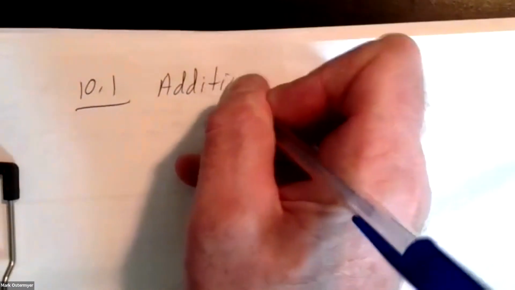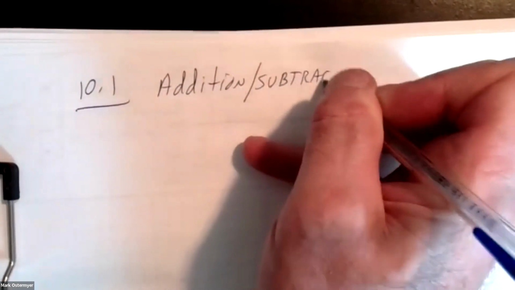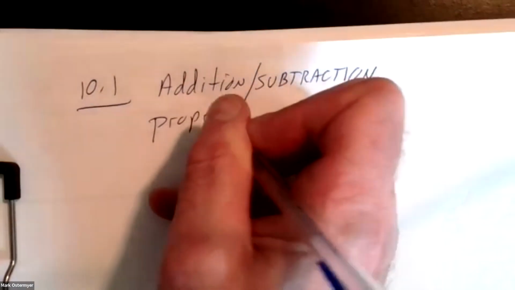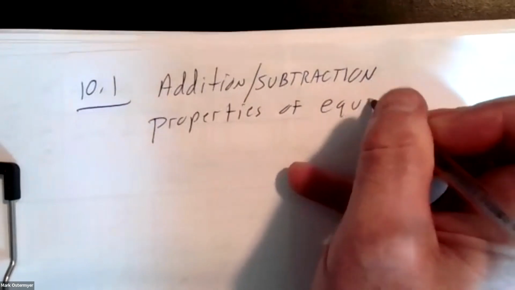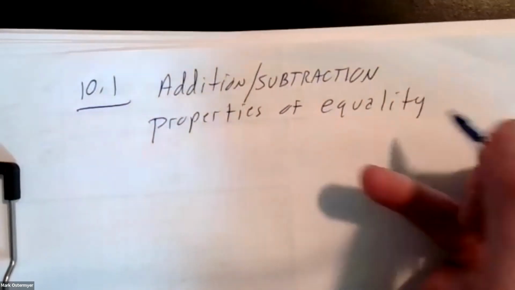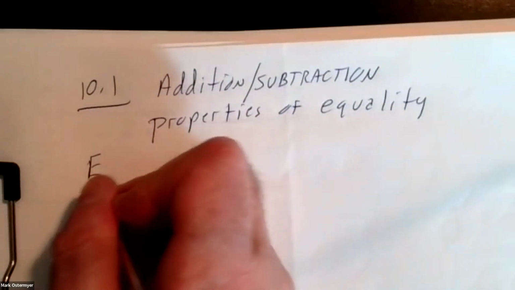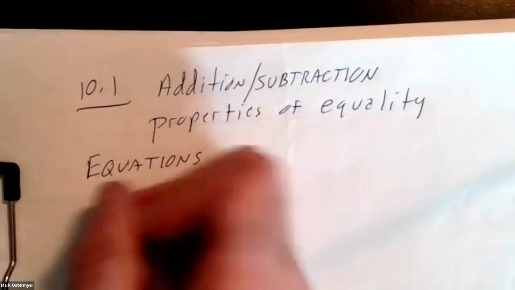So 10.1 warms us up to using what's called the addition and the subtraction property of equality. All right, so we're going to learn how to start working with what are called equations in mathematics.